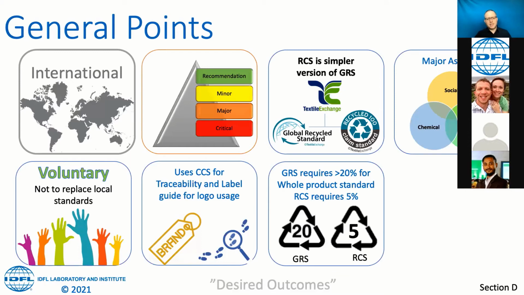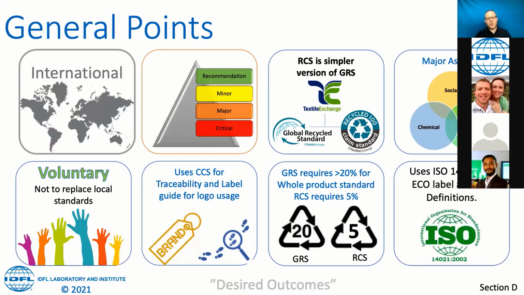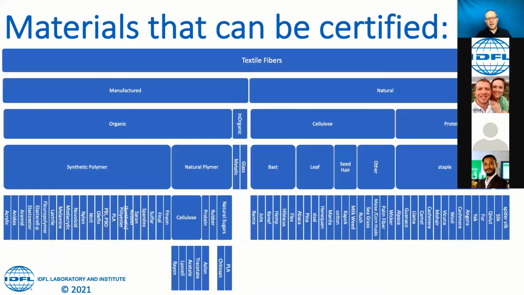The major aspects, as I already mentioned, are the social, chemical, and environmental. And then there's also a lot of use of the ISO 14021 and the FTC definitions for the further applications here. The unique and interesting thing about the RCS and the OCS is that it really addresses almost all of the different types of fibers found around the world, whether they're manufactured, natural, organic, non-organic, protein, cellulose, or otherwise. There's a lot of different types of materials.